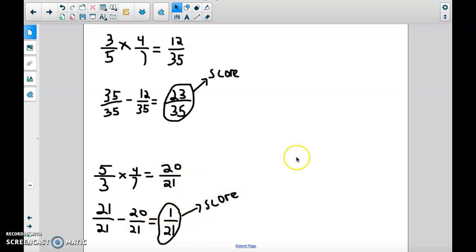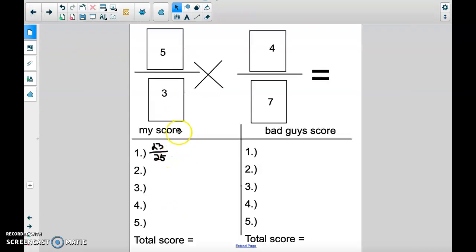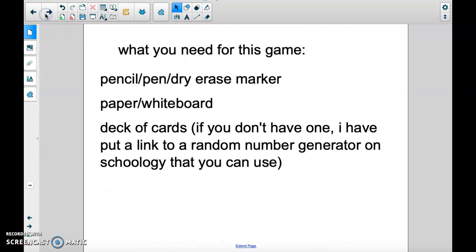Now, I'm not going to answer this, but think about, what score would you rather have? 1/21 or 23/35? I know which one I would want. So you play 5 times, your partner plays 5 times, right? 5 rounds, total score. Same deal as last time.